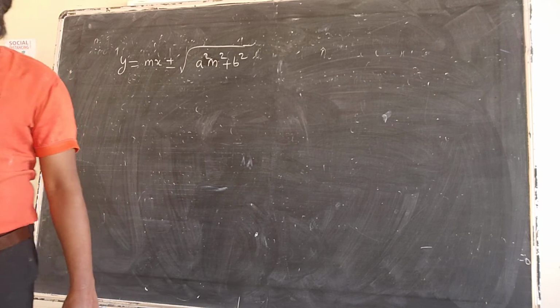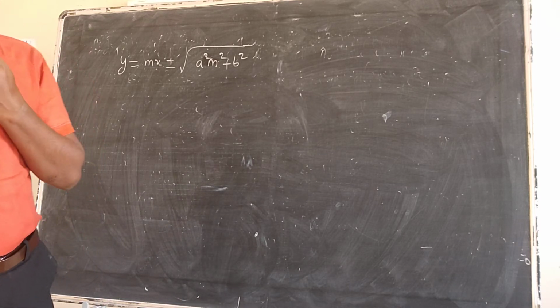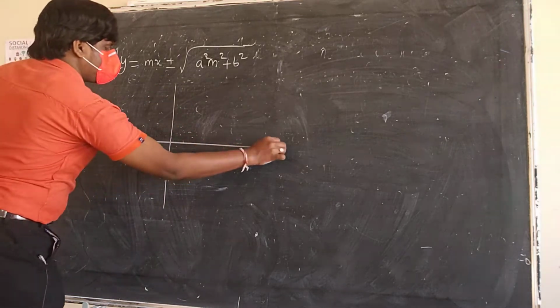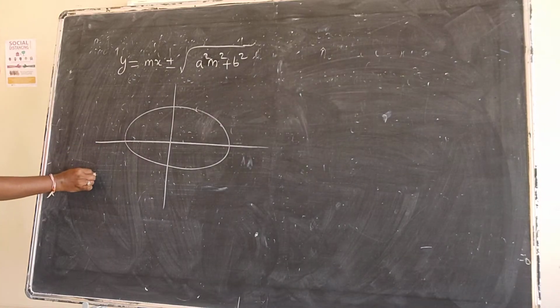You should know director circle. In circles you know. But in ellipse also there is a director circle. What is that? I will tell you. See, this is ellipse. Okay, this is ellipse. You have drawn a tangent from a point.